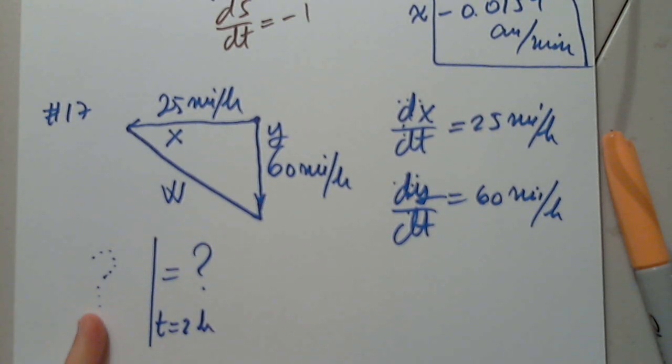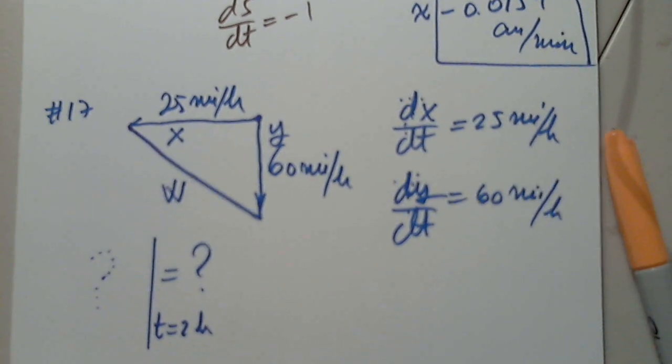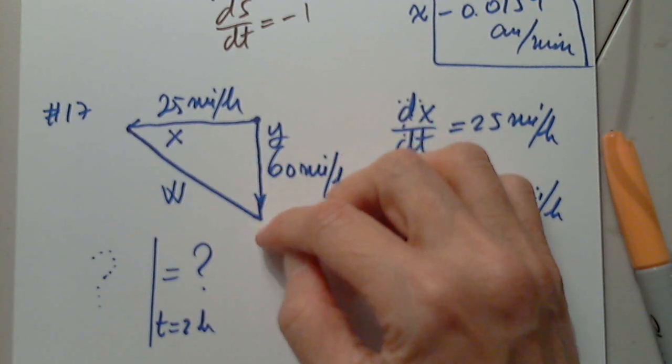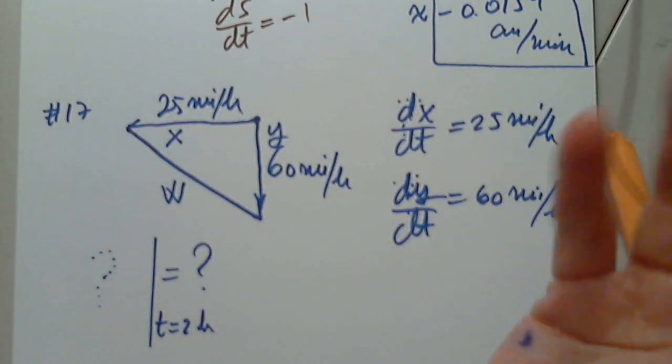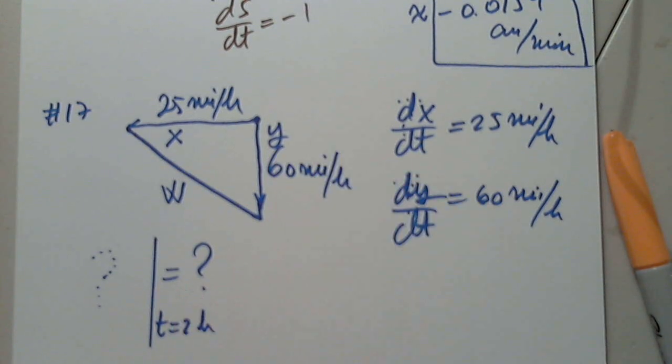Say it again. Wouldn't it be dy over dx? Y does not depend on x. They are completely independent. I'm going south, you're going west. There is no relationship between x and y in that way. I was just thinking because it looks like the slope of a line, which would be y over x.